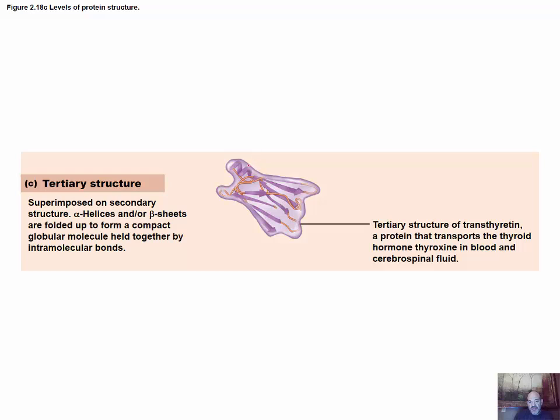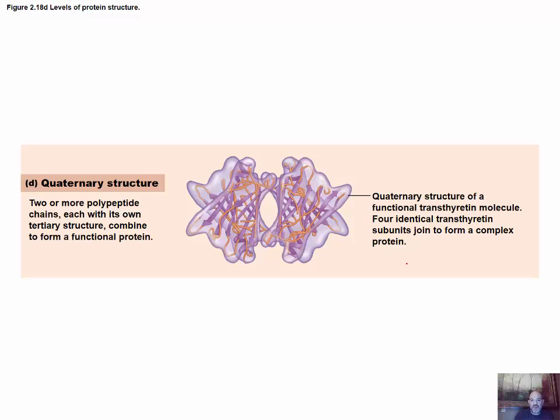And here, this is usually due to interactions with the side chains, the R groups, causing this folding. They give an example of a protein called transthyretin, which helps transport thyroid hormone in your blood. And as it turns out, transthyretin is quaternary in structure, so it requires more than one polypeptide chain. So here we have 2 polypeptide chains for an actual functional transthyretin molecule.